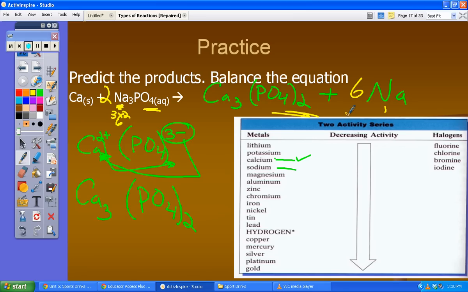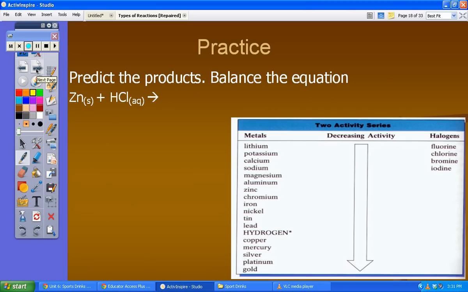And then the last part is just doing the calciums. There's 3 here. There's 1 here. So 3 needs to go in front of there. And now we're balanced and we're done. Here's another example. So if you want to take some time to do this, go ahead. Pause it now. And then I'll show you how to do this.